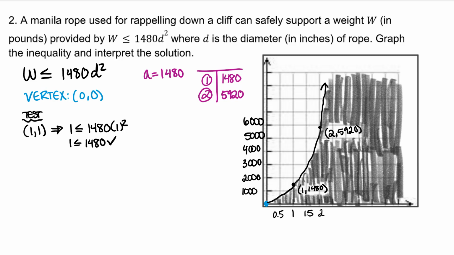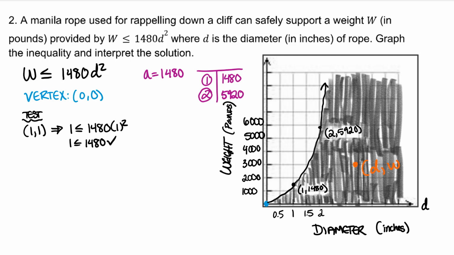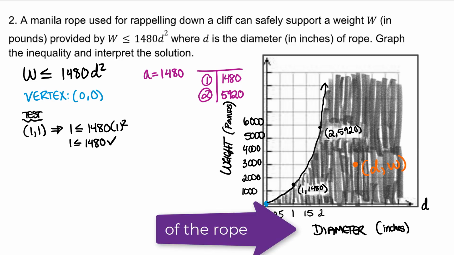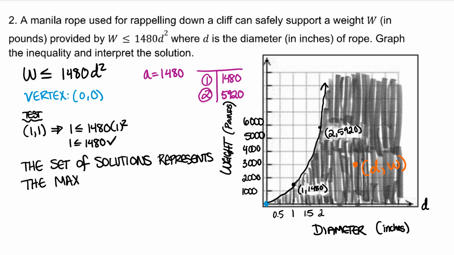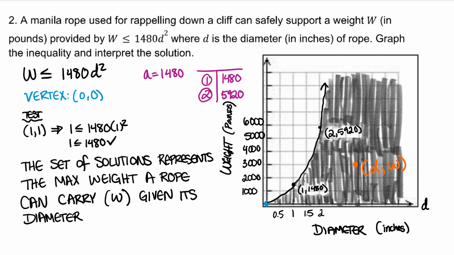So what does that mean in context of the problem? The x-axis is the diameter in inches, and your graph is not complete until you have labeled your axes. If I picked a random point in the solution set, d, w, the first number would represent given that diameter, the second number would be the weight the rope can safely carry. The set of solutions represents the max weight a rope can carry given its diameter.